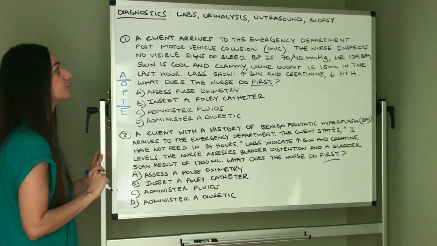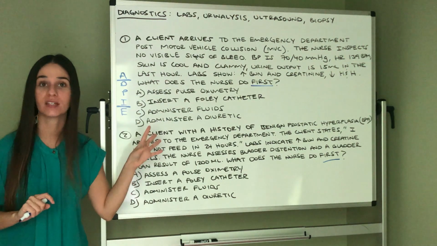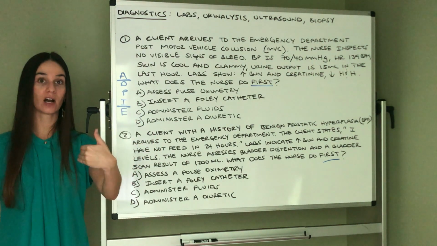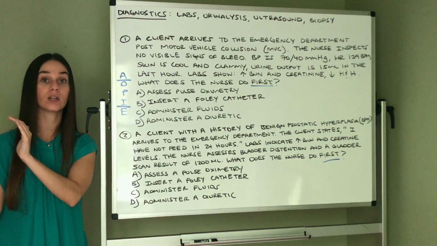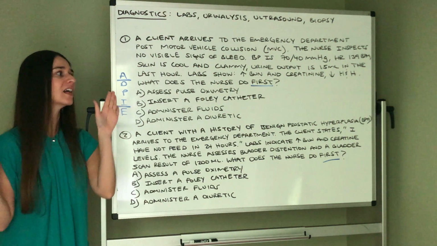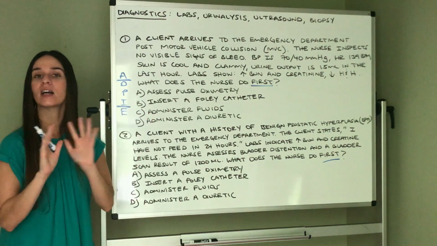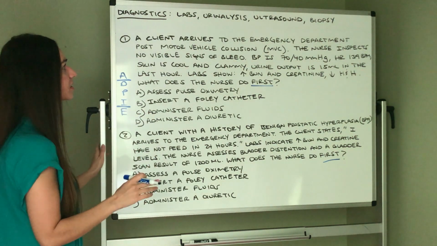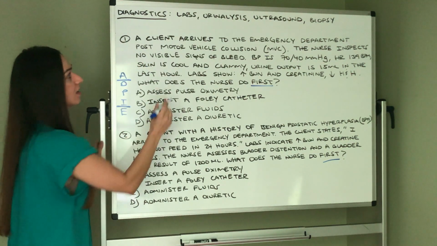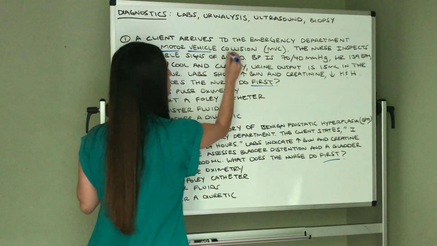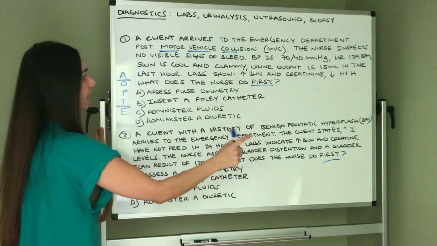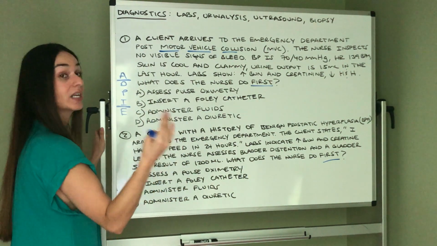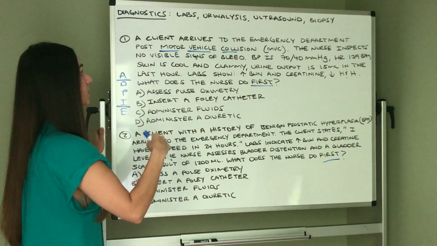So let's read the first one. And I had to abbreviate for lack of room. Always remember in NCLEX style questions, everything will be written out for you and the abbreviation will be followed in parentheses. So you don't need to worry if you don't understand an abbreviation. It was just because of lack of room on the board. So a client arrives to the emergency department post-MVC. So they had a motor vehicle collision. The nurse inspects. I always underline my assessment data. The nurse inspects, meaning us. We are the nurse in this question.